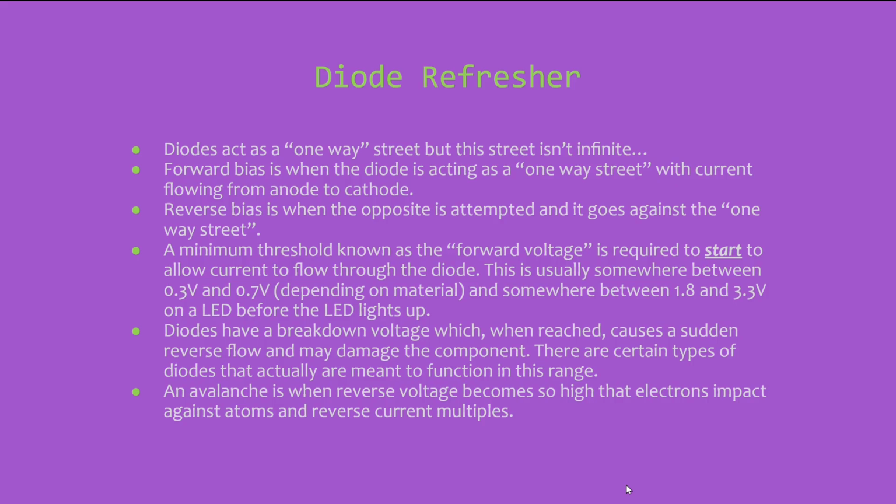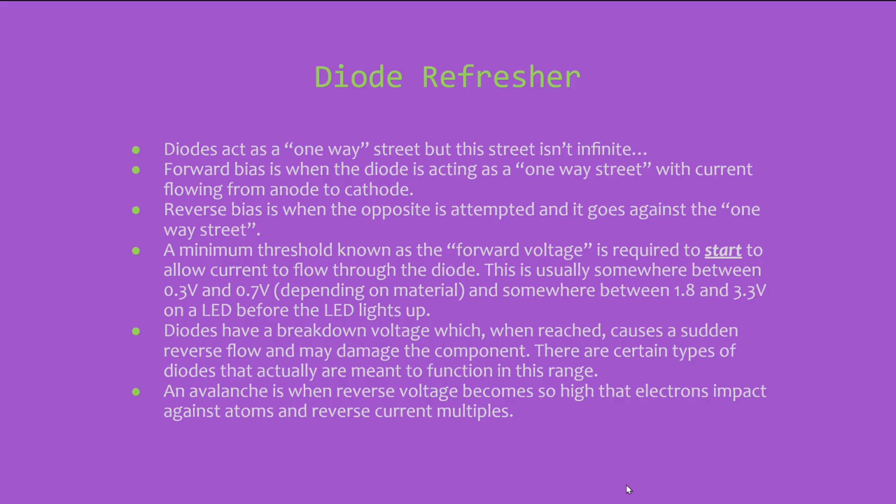But in practice, they have a forward and reverse bias. The one-way street is forward bias, while it's blocked to a point in reverse bias. There's a minimum threshold voltage, the forward voltage, that must be achieved for it to even start to flow in forward bias. This is usually somewhere between 0.3 and 0.7 volts, often depending on the material.